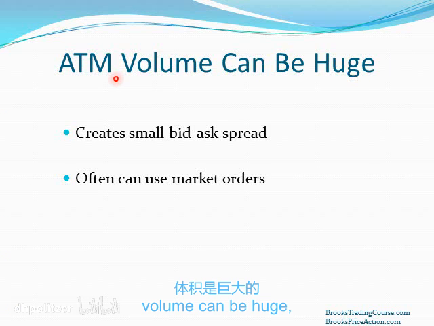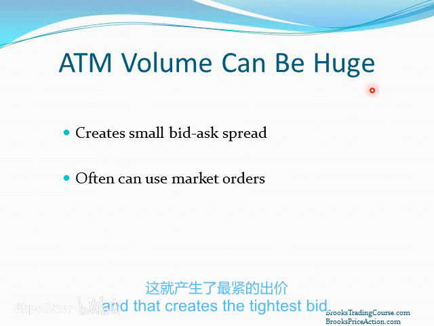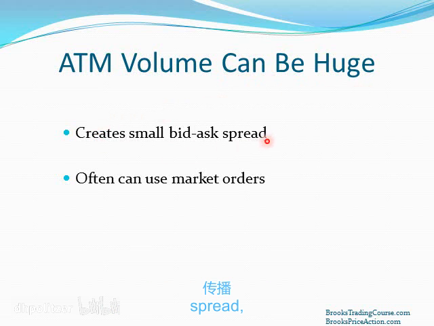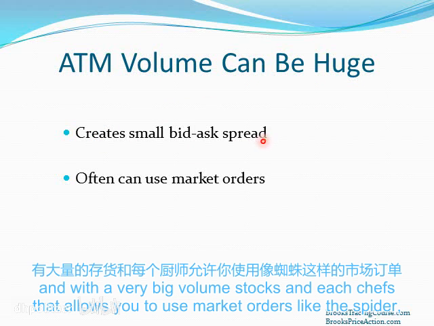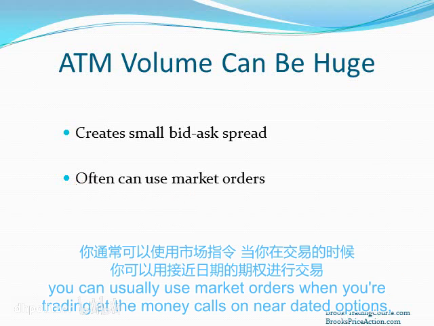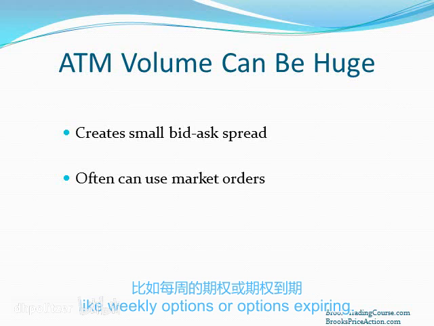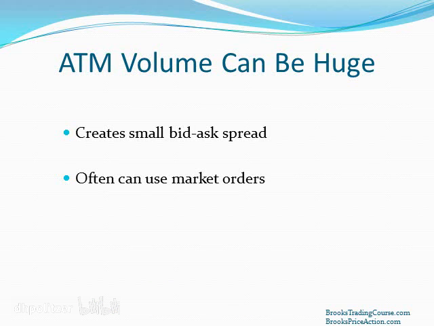At the money volume can be huge, and that creates the tightest bid-ask spread. And with very big volume stocks and ETFs, that allows you to use market orders. Like the Spider, you can usually use market orders when you're trading at the money calls on near-dated options like weekly options or options expiring just a few weeks out.